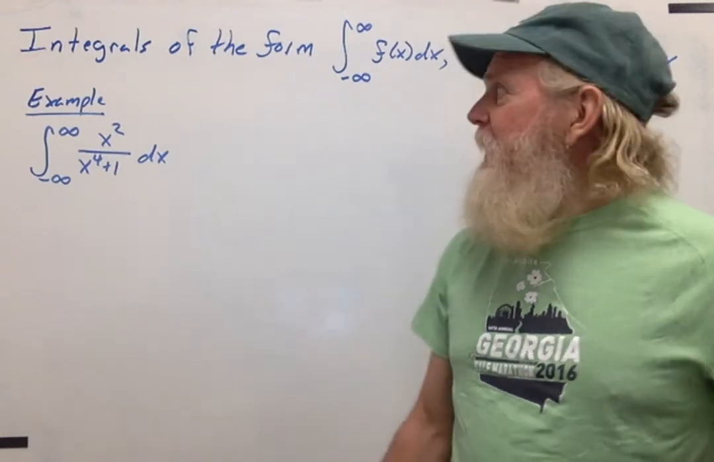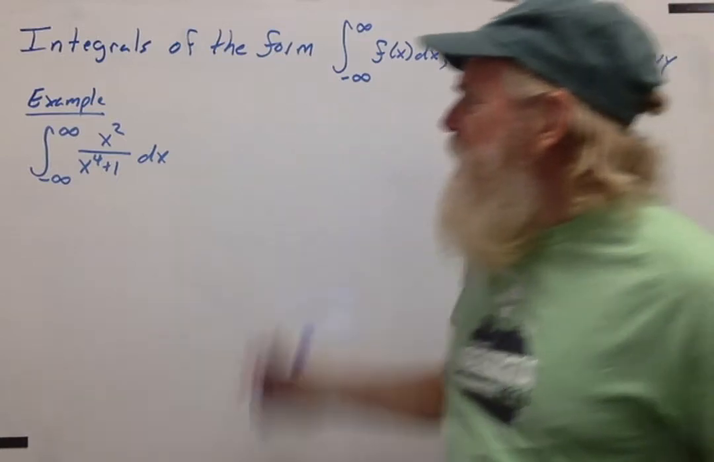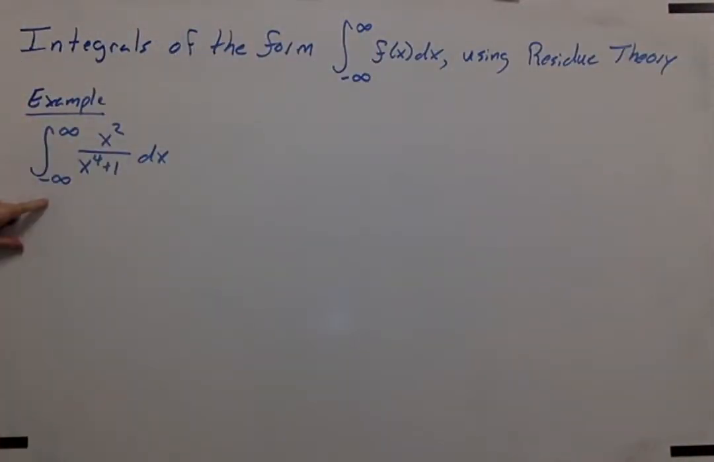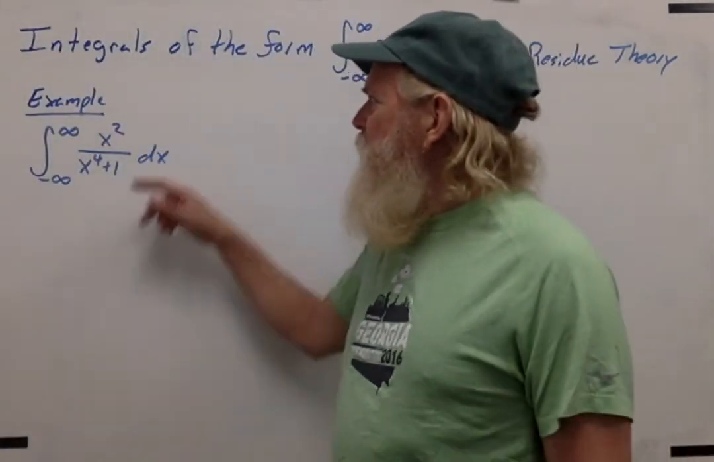Now let's work out an example of finding an integral of this form using residue theory. In our example, we'll find the integral from negative infinity to infinity of x squared over x to the fourth plus 1. First, let's check that the three conditions required are all satisfied.